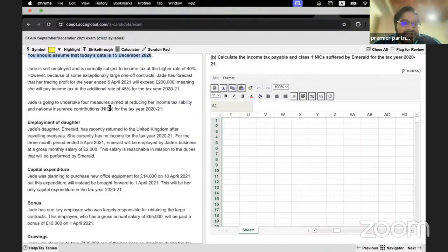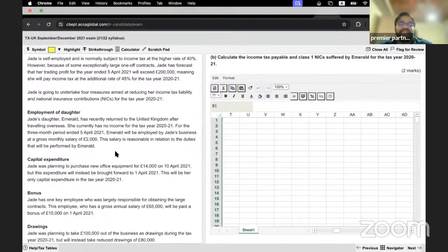Jade is going to undertake 4 measures aimed at reducing her income tax liability and NIC for the tax year. Right. So Jade seems to be trying to do her tax planning. That's why they mentioned today is only 15th December. So she has around 3.5 months to do her tax planning in order to reduce her overall tax liability. Are we following up to now? Great.